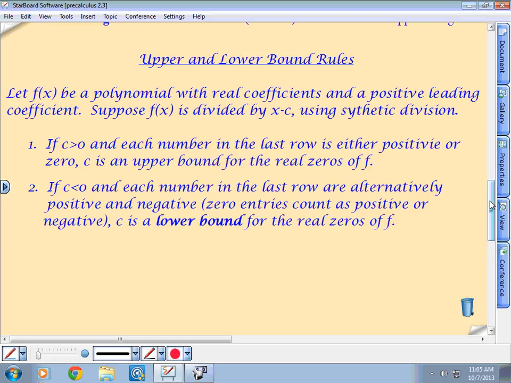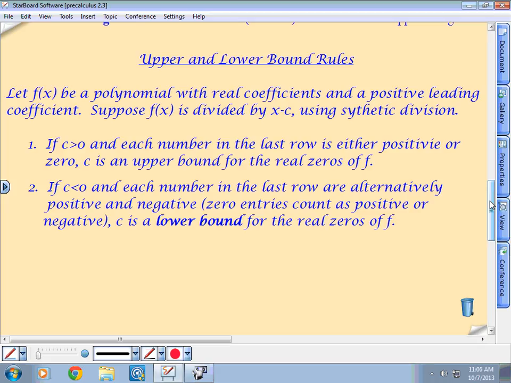Now let's look at the last one real quick. The upper and lower bound rules. Let f of x be a polynomial with real coefficients and a positive leading coefficient. Suppose f of x is divided by x minus c using synthetic division. That can be anything at all, you're dividing it by x minus some number, we're calling it c. If c is positive, and each number in the last row of our synthetic division is either positive or 0, then c is an upper bound.